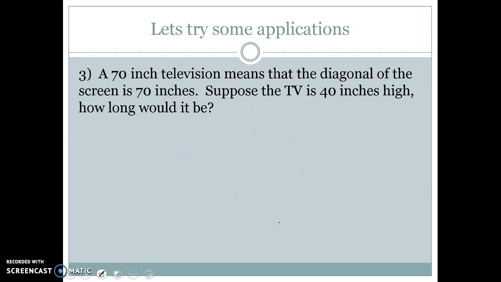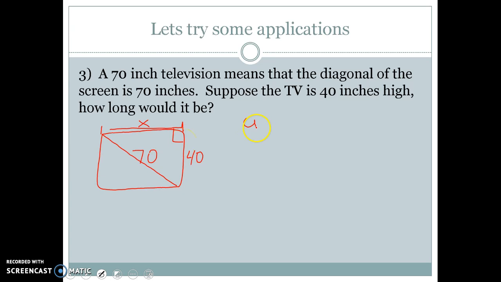A 70-inch television means that the diagonal of the screen is 70 inches. So if you have a television set and it's a 70-inch television, that means that this distance here is 70 inches. Suppose the height of the TV is 40 inches high. We would want to know what's its length. What's this distance? How wide is it? And so here we have a right triangle, and the a and the b are the x and the 40.